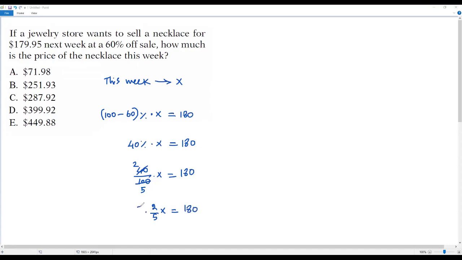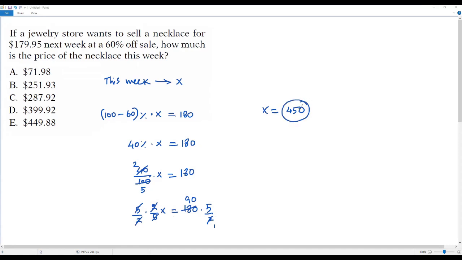Let me multiply both sides of the equation by 5 over 2. Then this 5 will cancel out, this 2 will cancel out. Here 2 goes into 2 1 times and 2 goes into 180 90 times. We get X equals 90 times 5, which is 450. Here I got the price of the necklace this week.